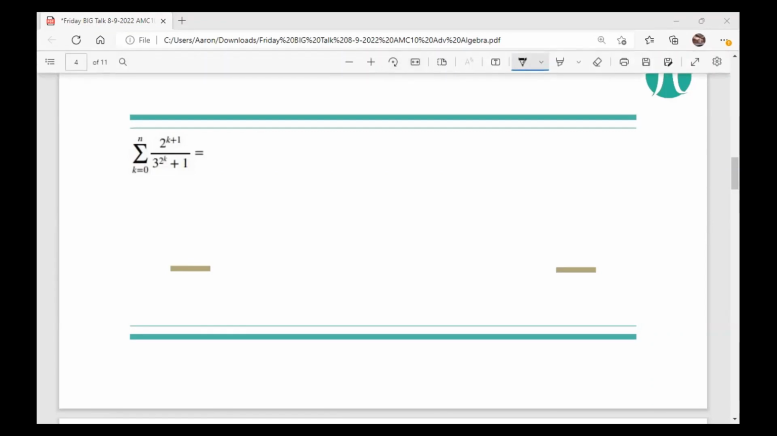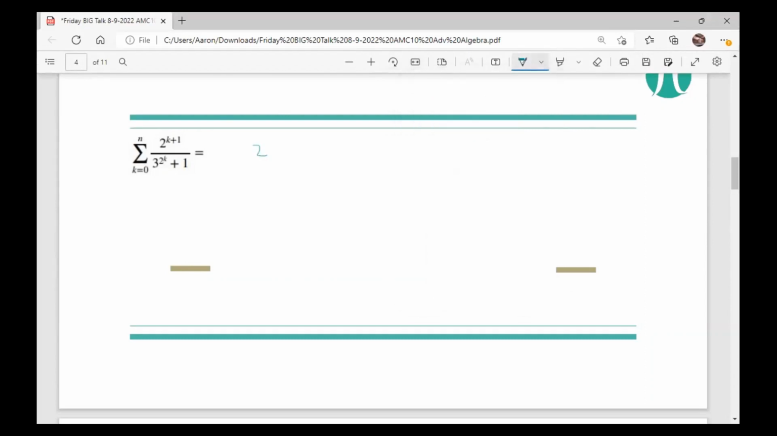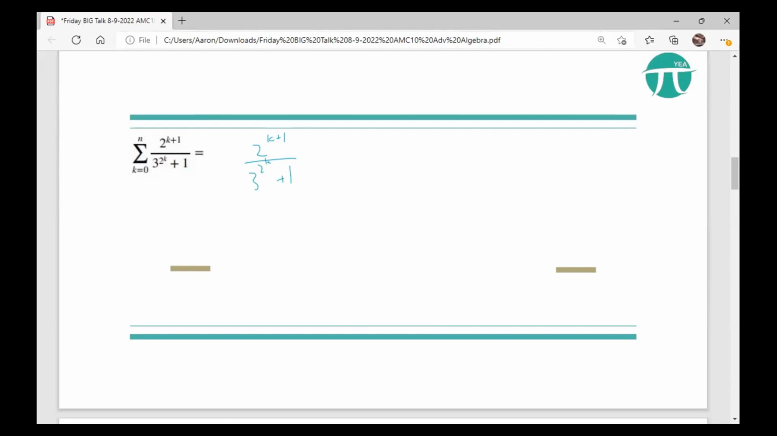So here we have 2 to the k plus 1 over 3 to the power of 2 to the k plus 1. That k might have crossed it a little, but that's fine. So now you can see that this is basically 2 times the exponent of this.